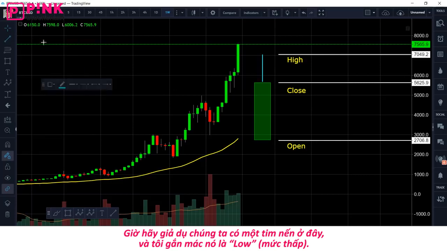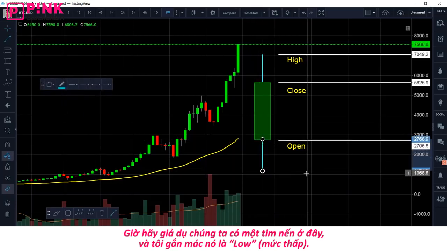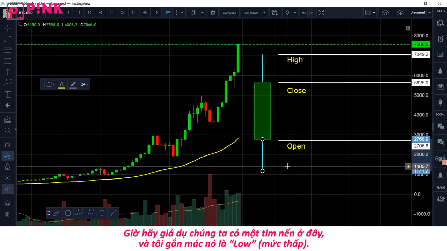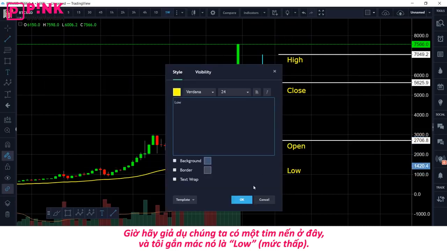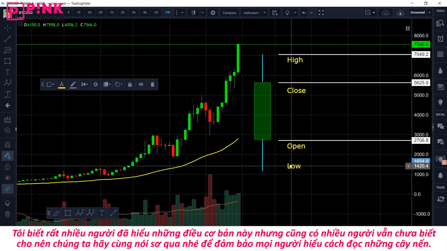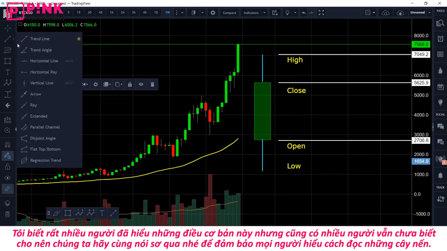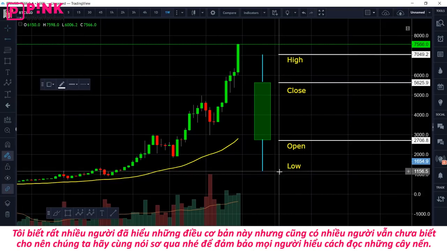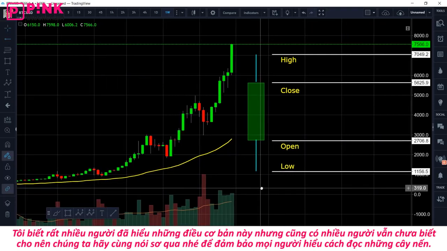Now, let's just say, for example, we had a wick right here. Now, this would be considered a low. I know that this is really basic for a lot of people, but a lot of people may not know this as well. So I wanted to help out the community and make sure that people understand how to read candlestick formations properly, okay?